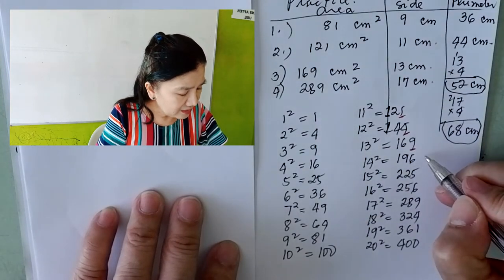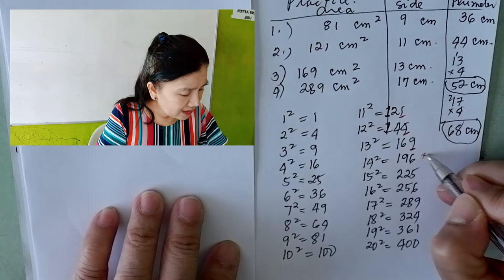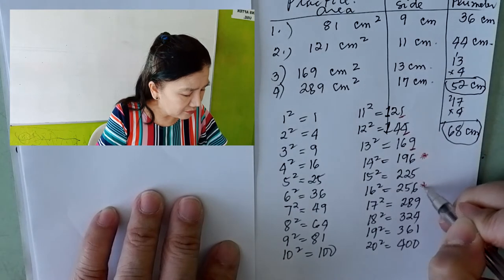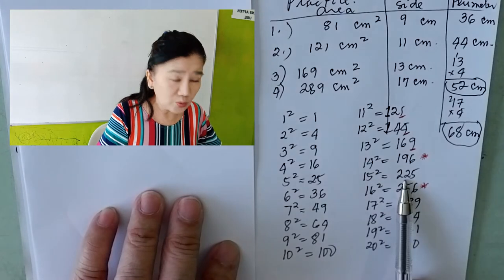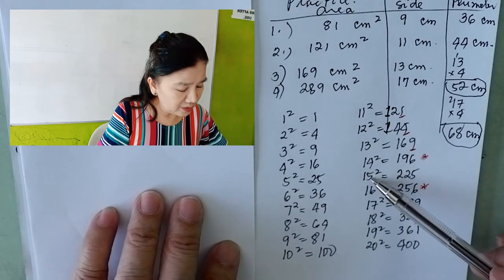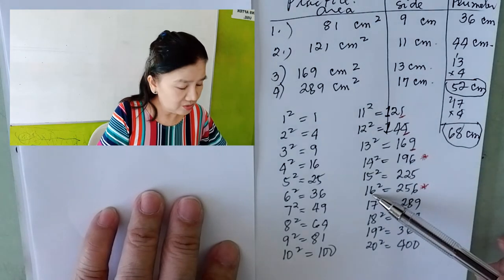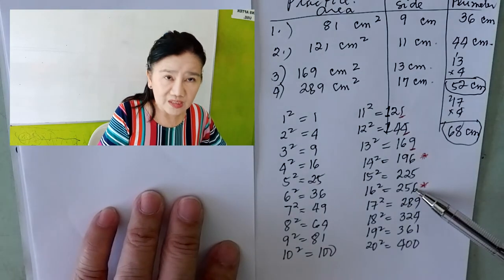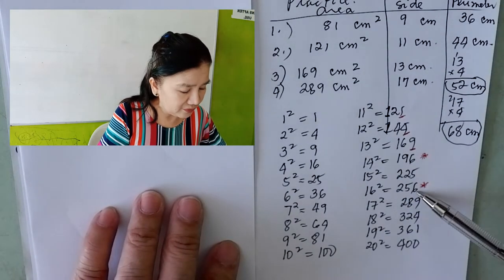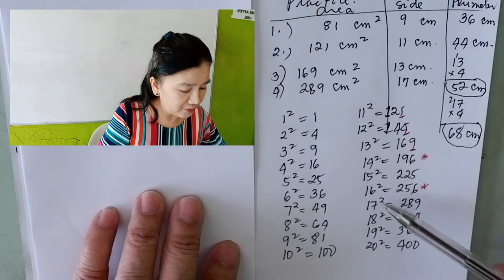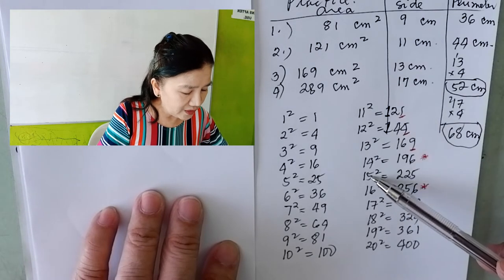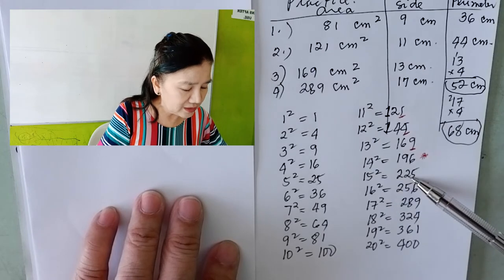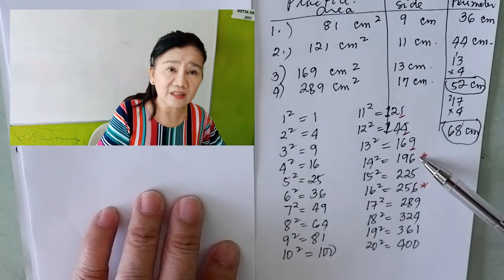Now, this one, 14 and 16, will be confusing. All you have to remember is that the square of 15 is 225. So after 15 will be 16, so that will give you 256. It should be more than 225, no, for the 16 squared, 256. Before 15, that should be less than 225, which is 196.